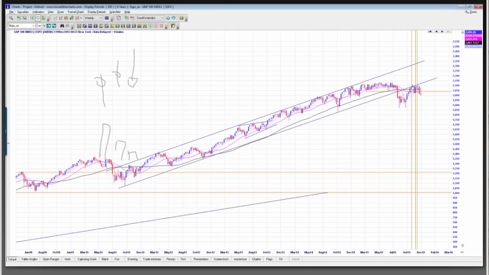Absolutely not. So what we have to realize is that the true definition of an uptrend is if we get higher highs and higher lows, as well as volume increasing with the move, not decreasing, and you get closes in the top half of the range.